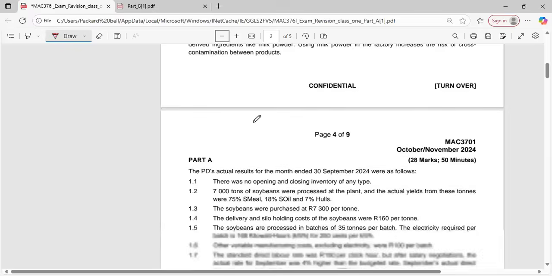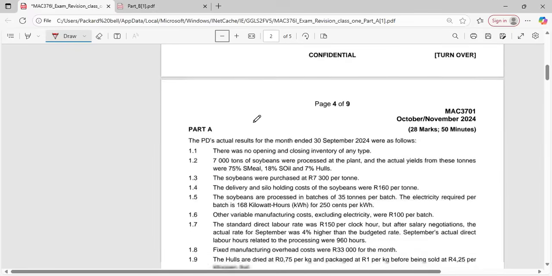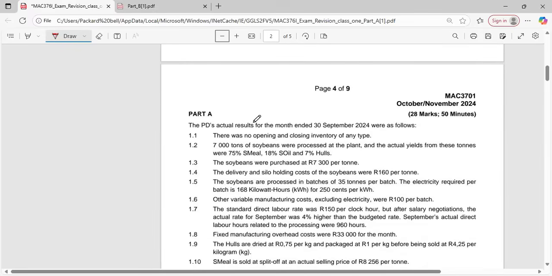Remember, we're looking at the actual information. So here is our PD actual results for the month of September. So number one said there was no opening and closing inventory of any type. We don't have opening or closing inventory. Then number 1.2 says 7,000 tons of soybeans were processed at the plant, and the actual yield from these tons were 75% S meal, 18% S oil, and 7% hulls.